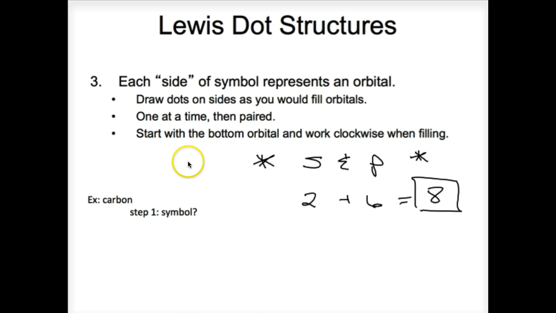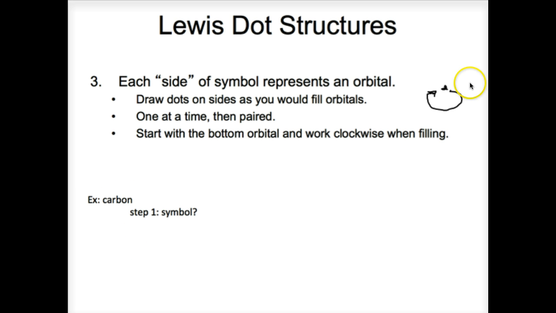Now, the second thing is to notice that we always draw our dots on a side one at a time, then we pair up and we go in a clockwise fashion. So we're going to start at the top and we work our way around. So to start with, we have carbon, symbol of carbon. Well, it's a C. So we know it's a C.